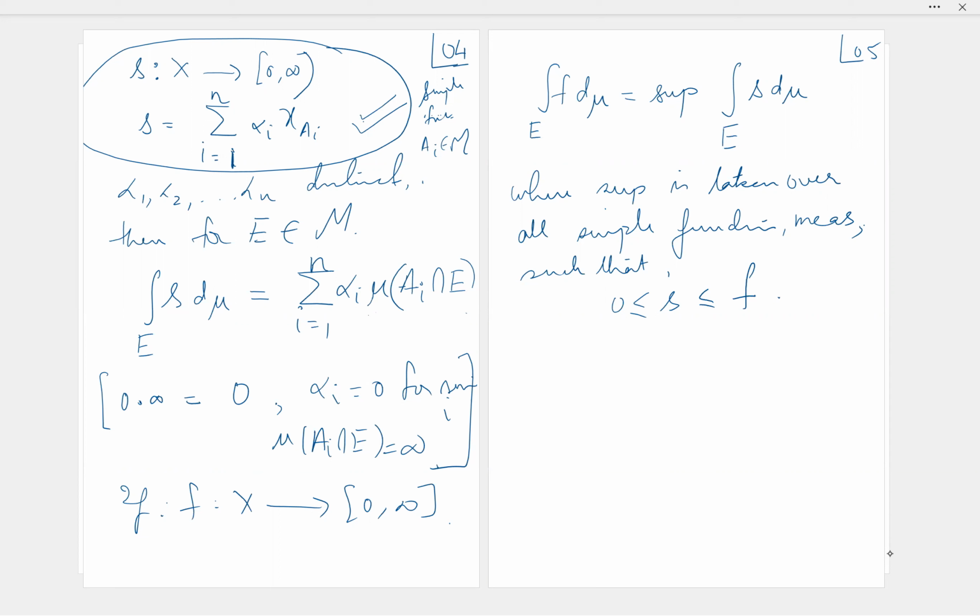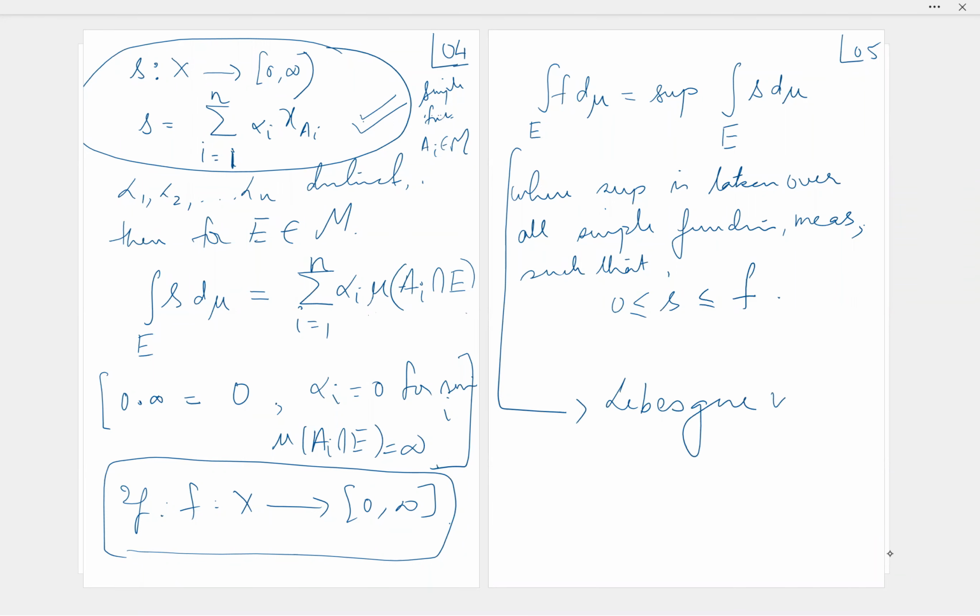So this much I think you would have done in the first part, this definition and all the properties of this integral. The thing you have to remember is that what you have done so far is for real valued or extended real valued positive functions. I hope we are all on the same page thus far. And this is called the Lebesgue integral of f over E with respect to the measure mu. So you've seen all this.